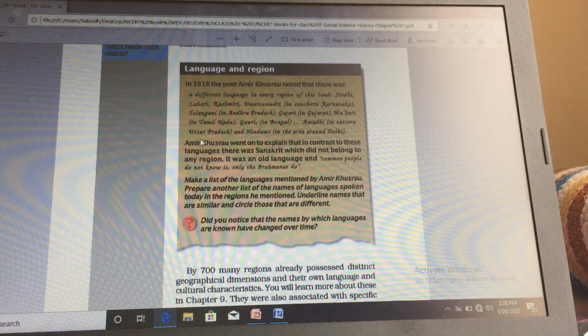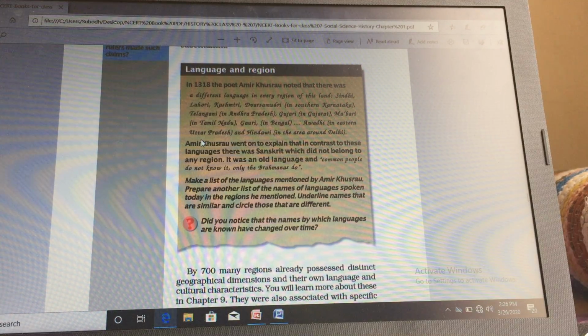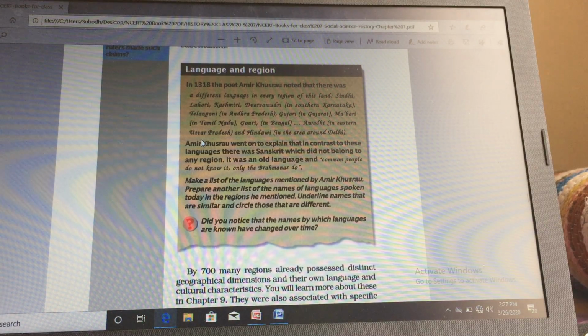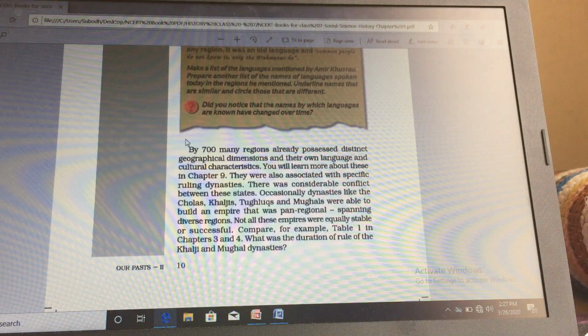Yes, here is a description of language and region. In 1318, poet Amir Khusro noted that different languages in every region of this land, Sindhi, Lahori, Kashmiri, Devasamudri, Mabari, Avdi, and Hindwai were popular. Besides these, there was one more language, Sanskrit, which was not known by normal people, and it was a language of Brahmins. That was his findings.